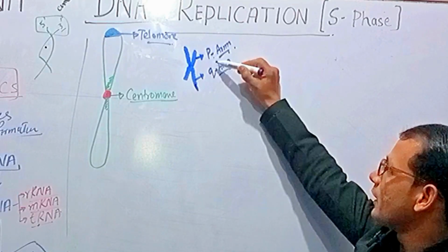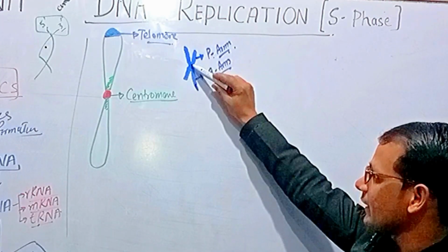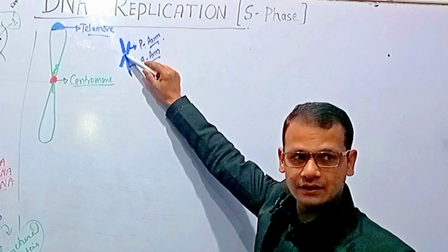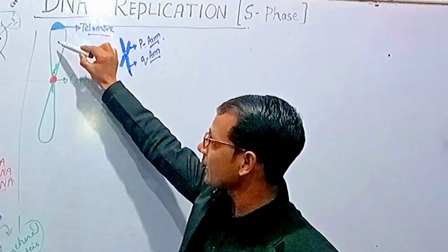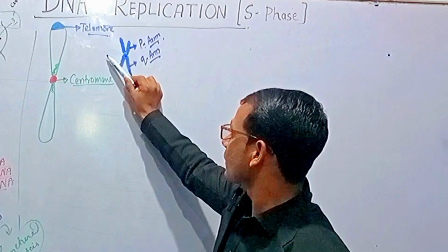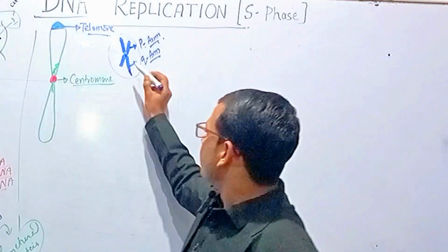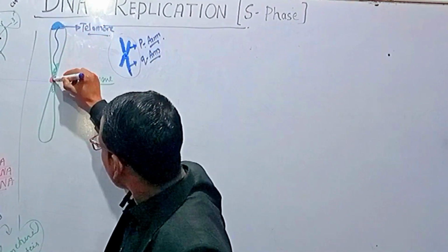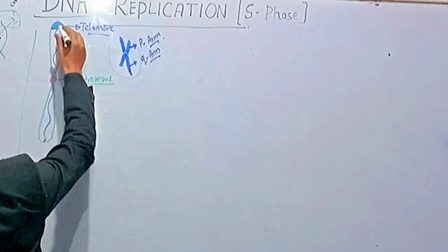This is the q arm and this is the p arm, right? But is this one end DNA or two end DNA? This is two end DNA having four sister chromatids. This is one end DNA, right? So after replication, the chromosome will become like this, right? Now we will take this strand of DNA, right?